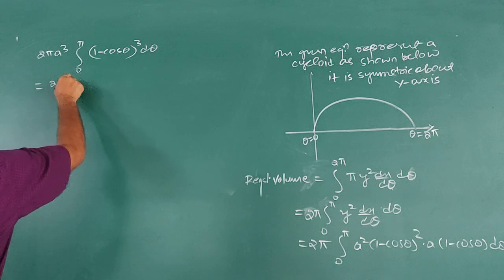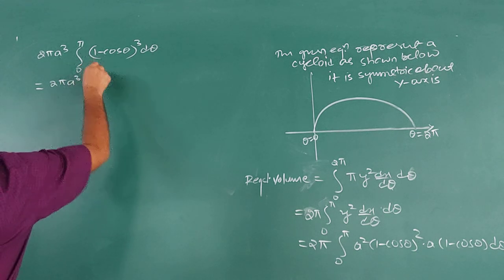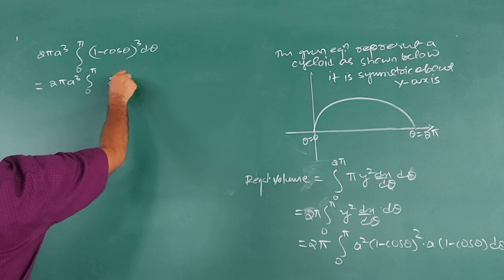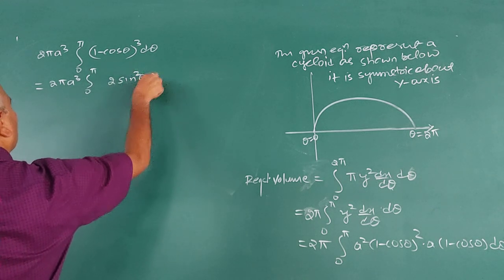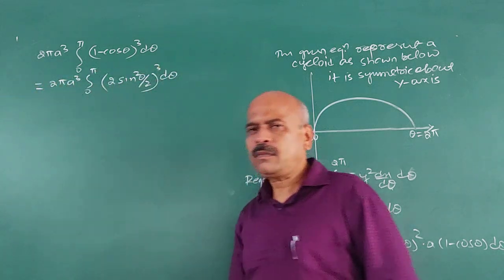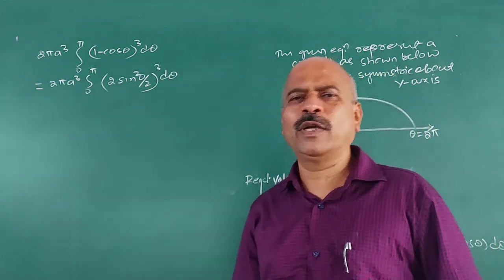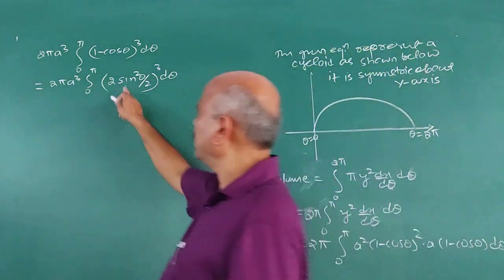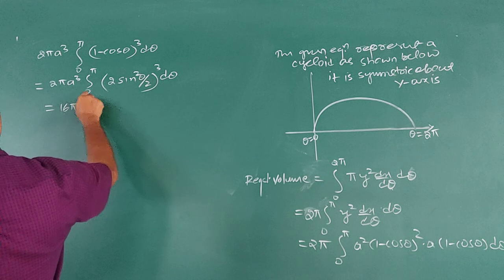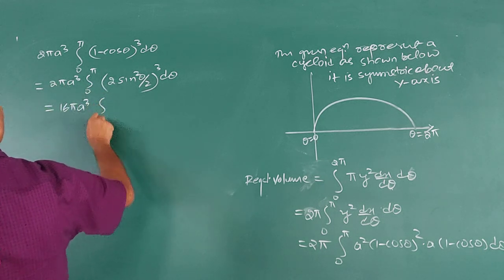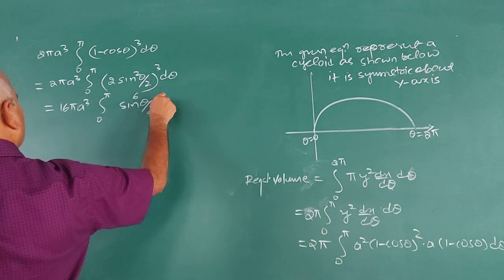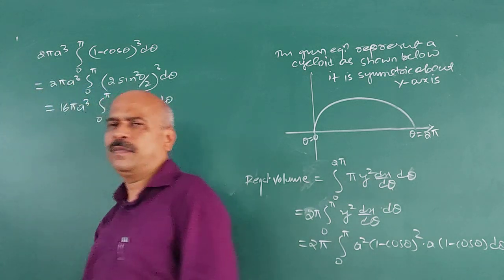2 pi a cube 0 to pi 1 minus cos theta is 2 sin square theta by 2 whole cube with respect to theta. The trigonometric result is used. 1 minus cos theta is 2 sin square theta by 2. So it is 16 pi a cube. 2 cube a into 2 is 16. 0 to pi sin theta by 2 raised to 6 with respect to theta.